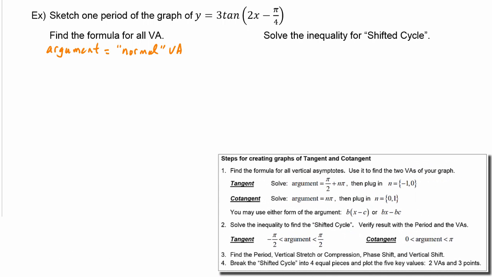Now, because this is a tangent function, we know that those asymptotes occur at pi over 2 plus n pi. The argument of the function is 2x minus pi over 4. So first order of business, we're solving for x, so we'll add pi over 4 to both sides.